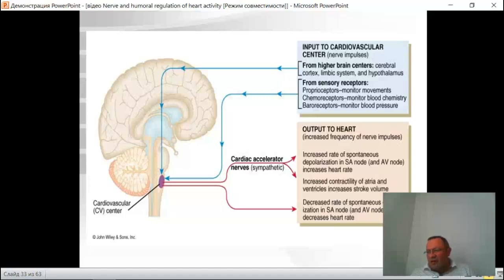And the last effect may decrease the rate of spontaneous depolarization in the SA node and AV node, giving the effect of decreased heart rate. The last effect shows the reaction of the parasympathetic part of the autonomic nervous system. But remember, it acts through the cardiovascular center.